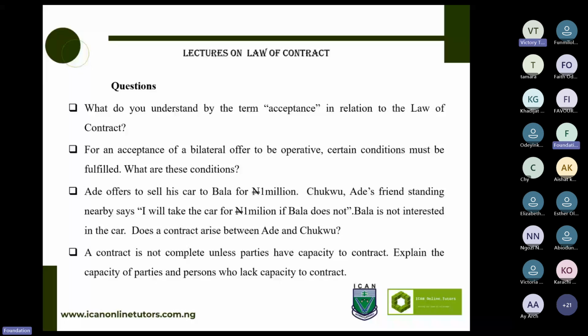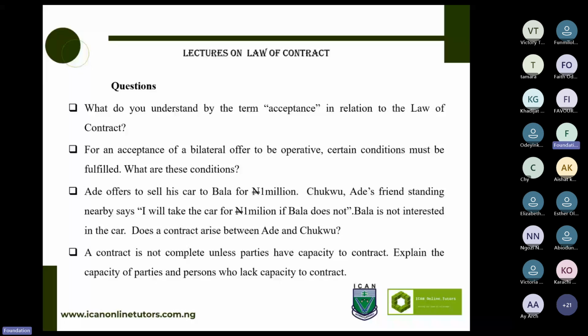And also, there is no contract between Ade and Chuku. It's just Chuku raising a counter offer that, okay, in case Bala is not buying, I'm proposing an offer to you to sell to me at that same amount, and I will accept your offer. Perfect. Thank you. So I need us to be more specific so that we can get the mark and we'll move on.